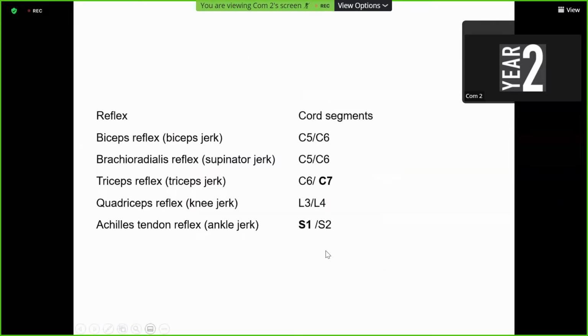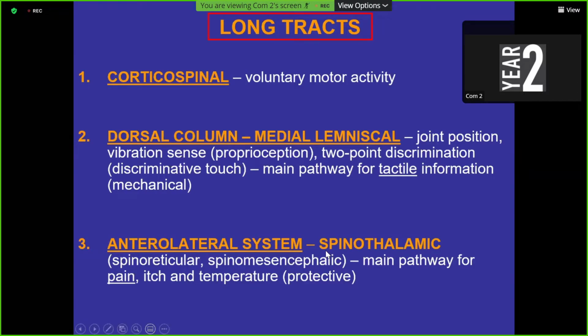So this is just an overview again about the tracts. The major ones which you should remember at all times are these three, both ascending and descending. If you understand these three well, most of the neurological problems related to spinal cord and tracts you would be able to get through. The major motor tract is corticospinal, and then there are the two major sensory systems. One is the dorsal column, which is also called the medial lemniscal system.